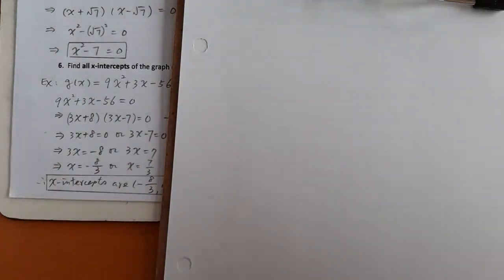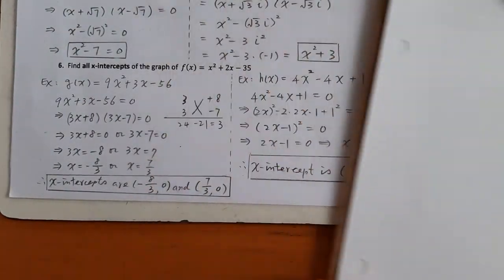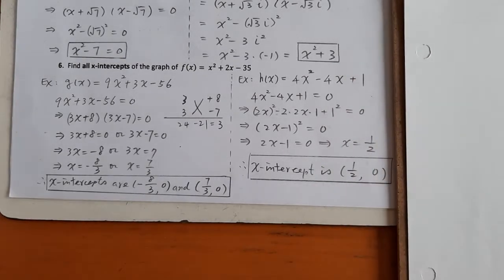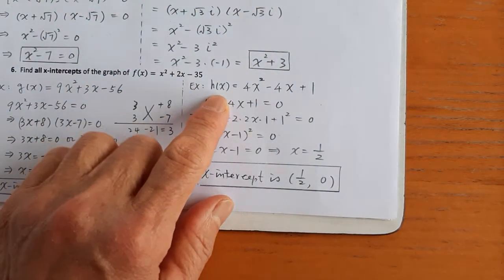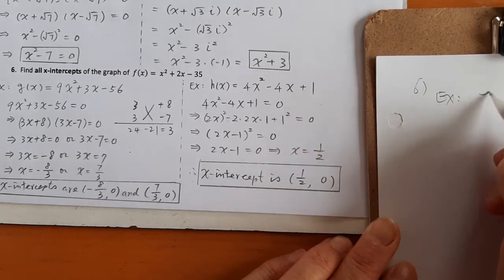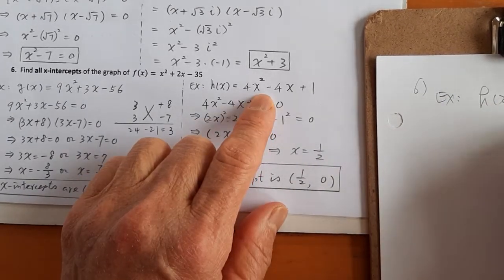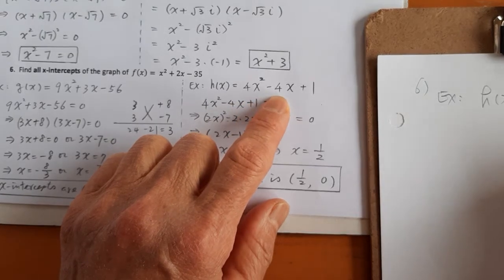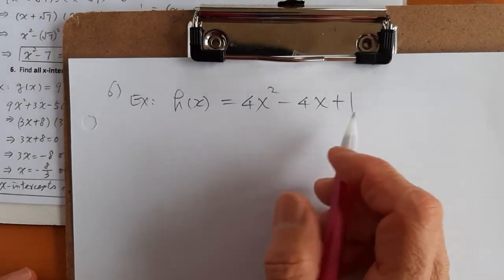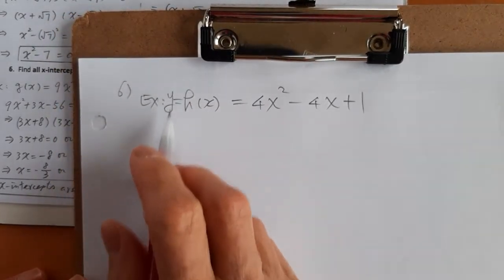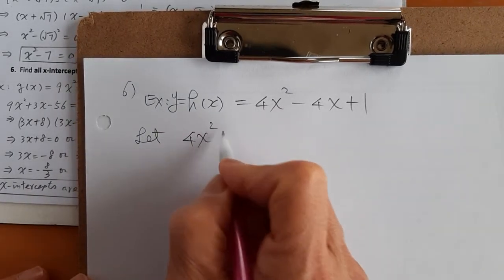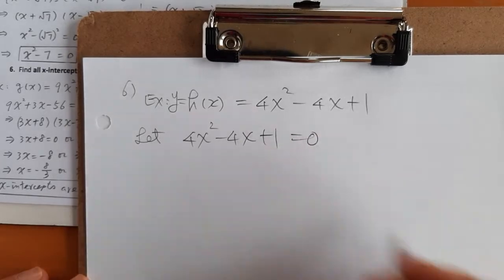Then the next one is question 6 again. This example: h of x equals 4x squared minus 4x plus 1. Find the x-intercept. The function value is y, so you let y equal 0. That means 4x squared minus 4x plus 1 equals 0.